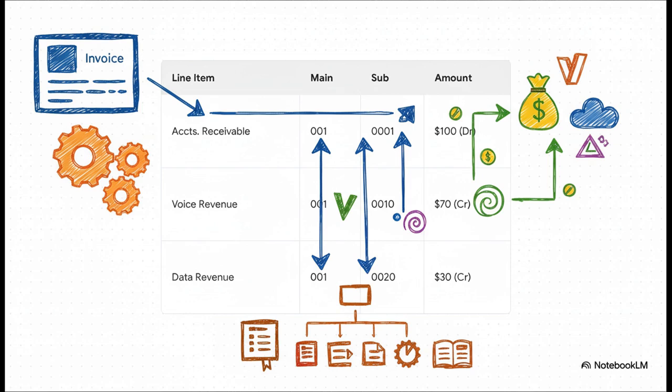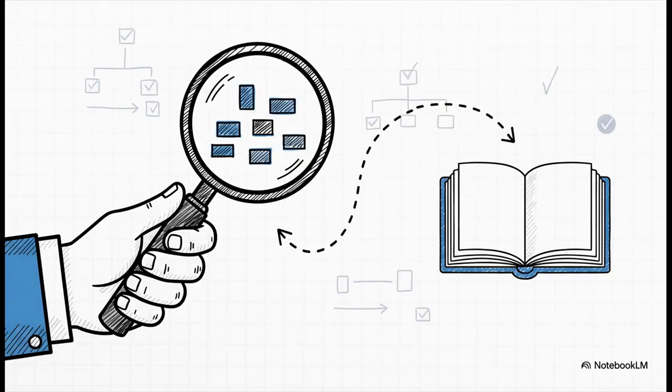The main transaction code is 001 for invoice on all of them, but look at the sub-transactions. It posts a $100 debit to accounts receivable, but then it credits 2 different revenue accounts: $70 with sub-transaction 0010 for voice and $30 with 0020 for data. Just like that, the money is perfectly sorted. So we know these codes are the secret sauce.